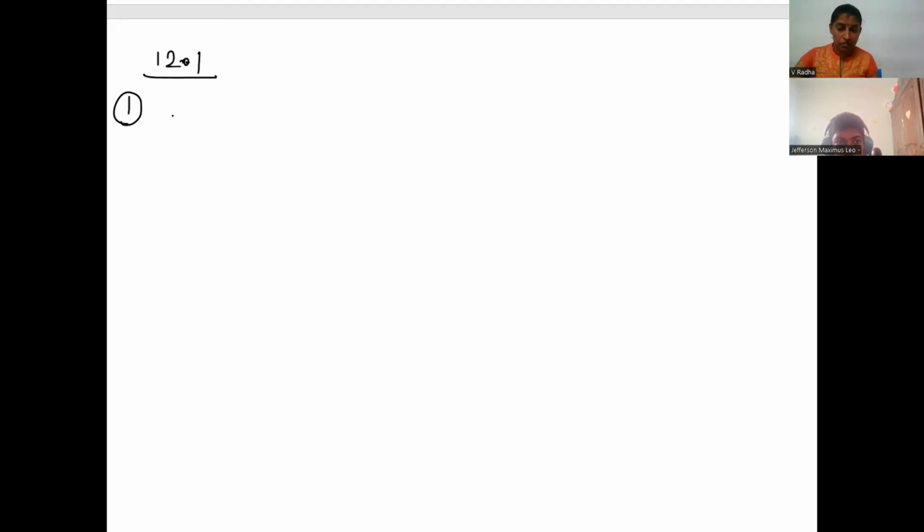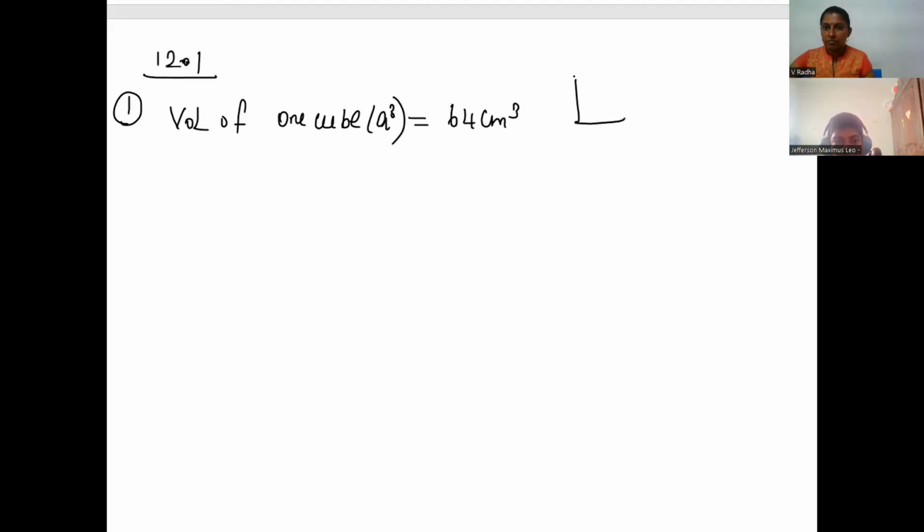The volume of one cube is given as 64 centimeter cube. As you know, a cube has 6 faces. The figure is not compulsory, but if you draw it you will understand better. Dotted lines mean the faces are imagined.